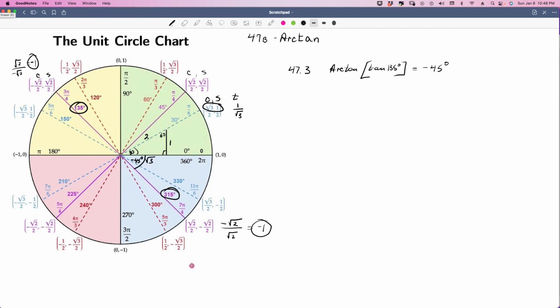But when we write it out, we want to write it succinctly. Because it's a -1 here, we use the negative. And that's it. That is all we have for lesson 47. Do those practice problems, and I will see you in lesson 48.